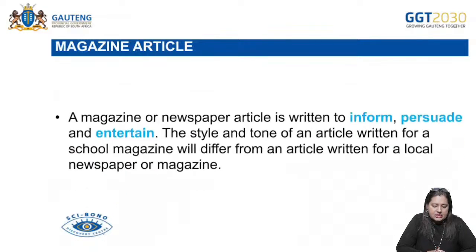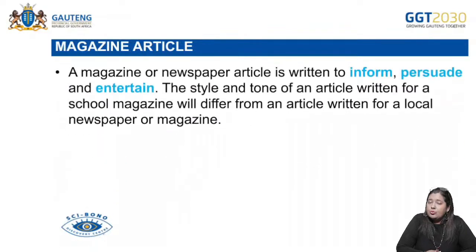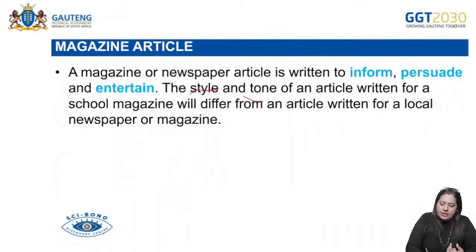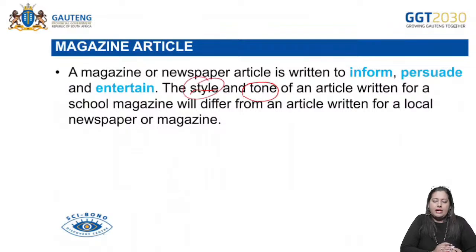Again, if it is tested, the title will lead you on what needs to be included. So the newspaper article, or in this case the magazine article, is written to either inform somebody about something, persuade the viewpoint of the reader, or entertain the reader about issues that we are speaking about. So the style and the tone of the article is very important.